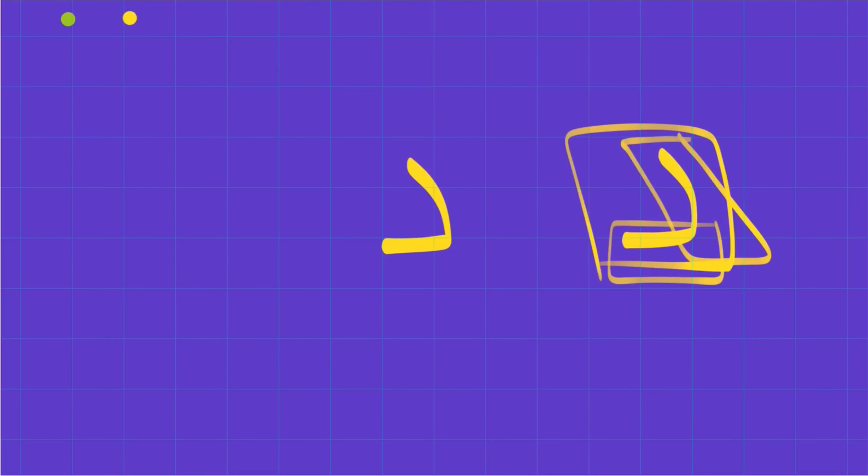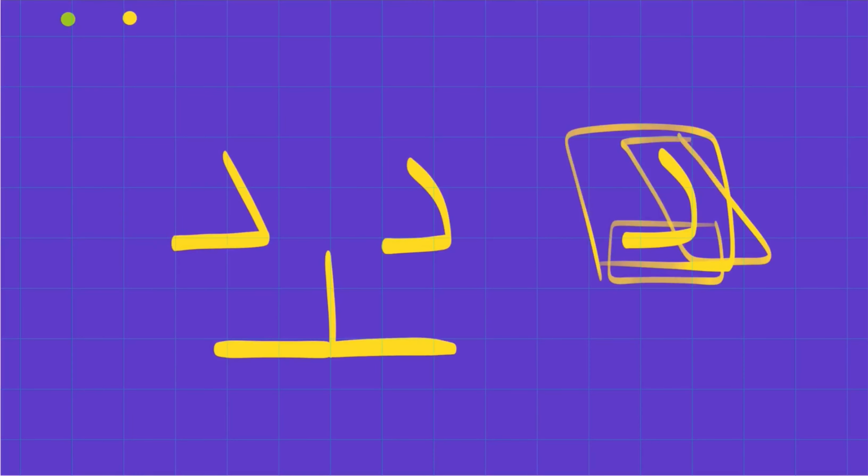For simplicity, you could write it like this, or you could write it like this. Either way is fine.